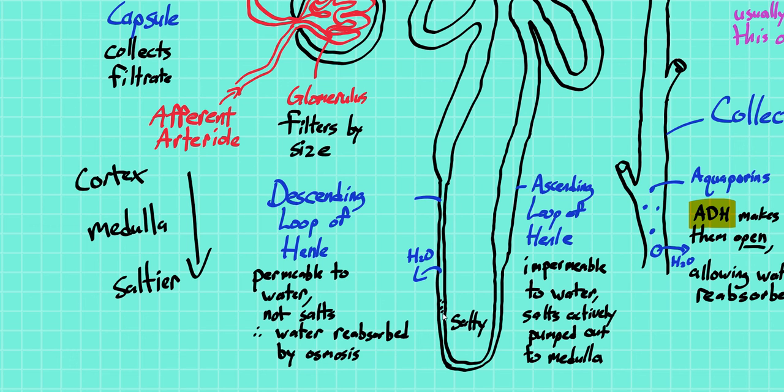The concentration of the salt inside here is getting saltier and saltier outside and inside of this tubule. But as it heads back up into the ascending loop of Henle, this situation changes. It becomes impermeable to water. These walls are thicker, less likely for water to get through, but salt gets pumped out actively.